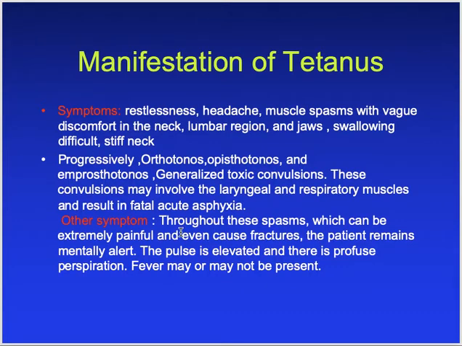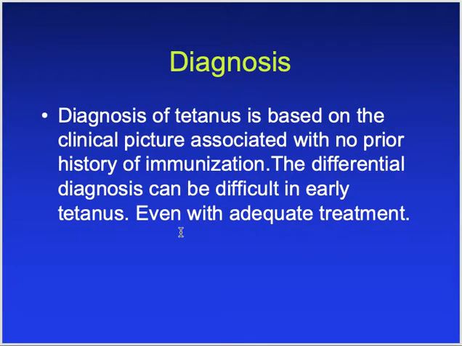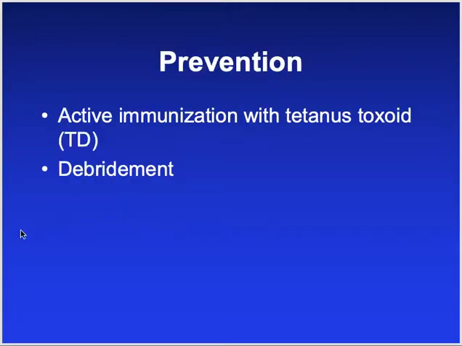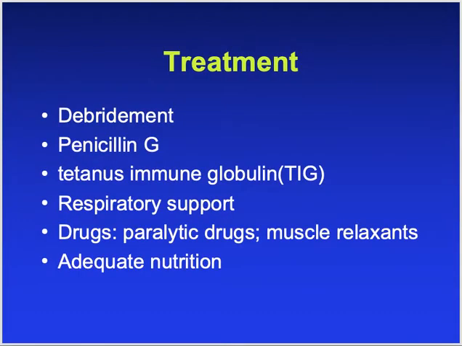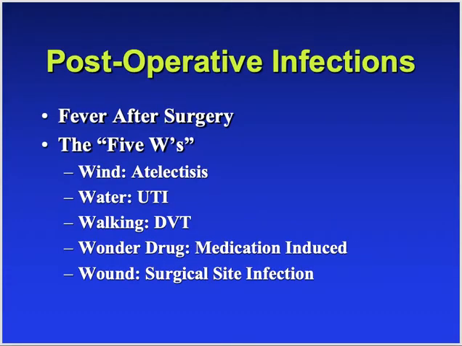So I give you an overview of this because when you study the infectious diseases, you are going to study tetanus in detail over there and how it is managed. Okay, and the table I was talking about, like how they decide whether vaccination is needed or not. Okay, so treatment of tetanus: debridement, penicillin G, tetanus immunoglobulins, respiratory support, muscle relaxants can be needed. Okay. Then there are post-operative infections.